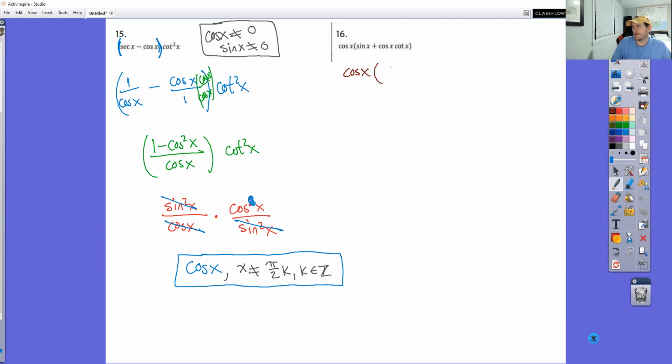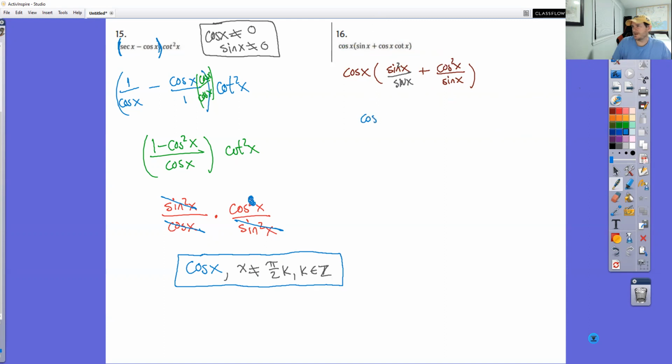I got a sine x. I'm adding to it. Well, cotangent is cosine over sine. So this is cosine squared over sine. This is the same old thing. Put this over 1. Get a common denominator. This becomes sine squared x over sine x. That's cheating, but I'm doing it anyway because I'm getting sick of this.